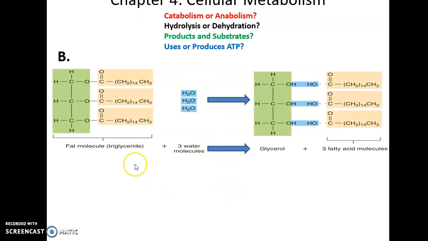All right, here's another example. We have a triglyceride molecule and water, and it becomes glycerol and 3 fatty acid molecules. So again, catabolism or anabolism, hydrolysis or dehydration, products, what are they? Substrates, what are they? And does it use or produce ATP? Again, feel free to pause if you need a little time to think about the answers to this question.